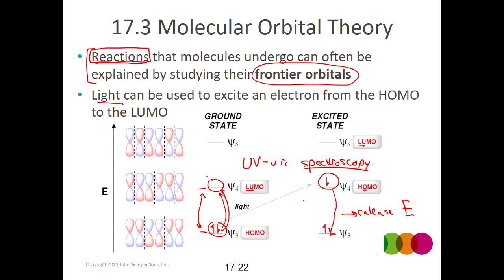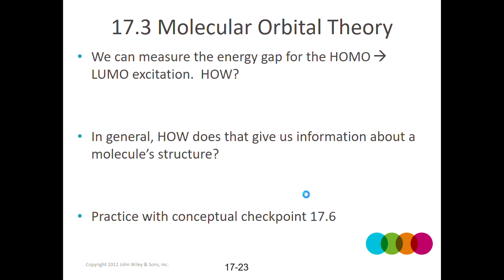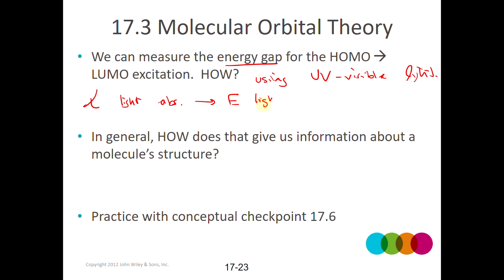We didn't really talk about that very much last semester. We're going to talk about it more this semester. So we can measure the energy gap between the HOMO and the LUMO. How? By using ultraviolet or visible light. The wavelength of light that's absorbed can be converted into energy. So the energy of the light absorbed equals the energy gap between the highest energy occupied molecular orbital versus the lowest energy unoccupied molecular orbital.